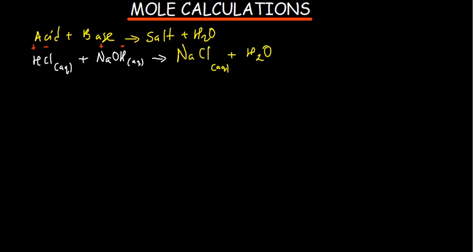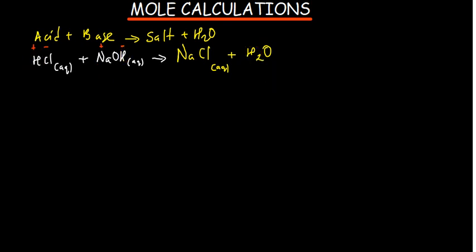So is this reaction balanced? We can see two hydrogens, and then we've got two hydrogens. One oxygen there, got one oxygen there, sodium 1, got one sodium, and then chlorine 1, also one chlorine there. So it is a balanced reaction.